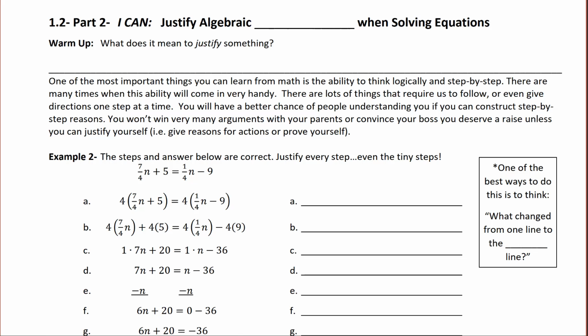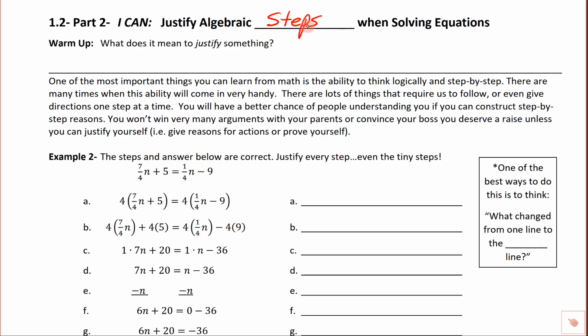After working with all those properties in part 1 of section 1.2, we're now ready to move on to something that's going to look much more complicated, but it turns out most of the work is actually done for you. All you're doing is just providing the brain power. So here's the I can statement for part 2. It's I can justify algebraic steps. So let's write the word steps in here when solving equations.